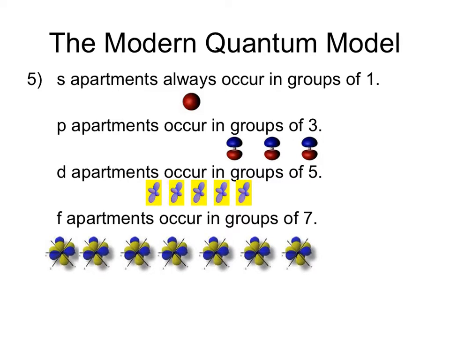So, S apartments always occur in groups of 1, and within there you can have your 2 electrons. Okay, so each apartment can house 2 electrons. The P apartments occur in groups of 3. When you multiply that by 2, that means you can have 6 electrons in there. D apartments occur in groups of 5, which means you can get a total of 10 electrons in the Ds. And the F apartments occur in groups of 7, so you can have 14 total electrons in those. Okay?